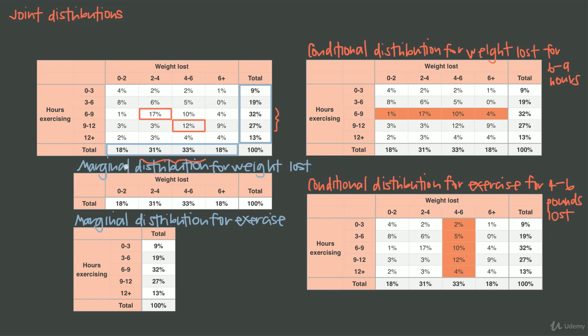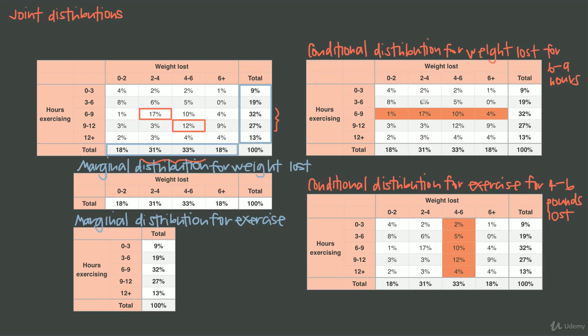Remember that marginal distributions come from the totals, either the total row or the total column. They're called marginal distributions because it's the area in the margin or on the edge, and it just shows us the distribution for one of the variables only. So if we look at the marginal distribution across the row, we only get information about weight lost, which we see in this table. If we look at the marginal distribution down the column on the right-hand side, we only get the totals for hours spent exercising. We lose all the detail about weight loss.